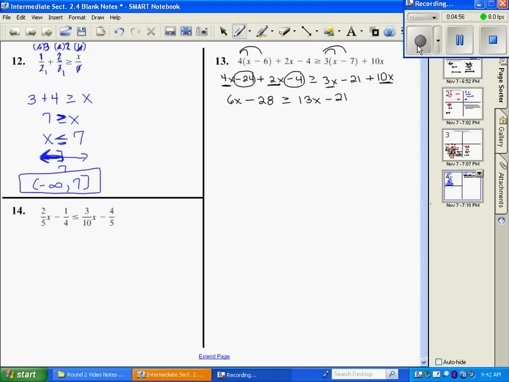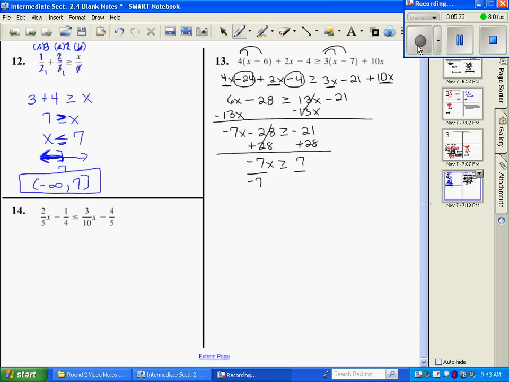Now I'm ready to solve. I'm going to move the x's on one side and the numbers on the other, variables on the left and numbers on the right. And I'm going to have negative 7x minus 28. Get x by itself, so add 28 to both sides. Negative 7x is greater than or equal to 7.